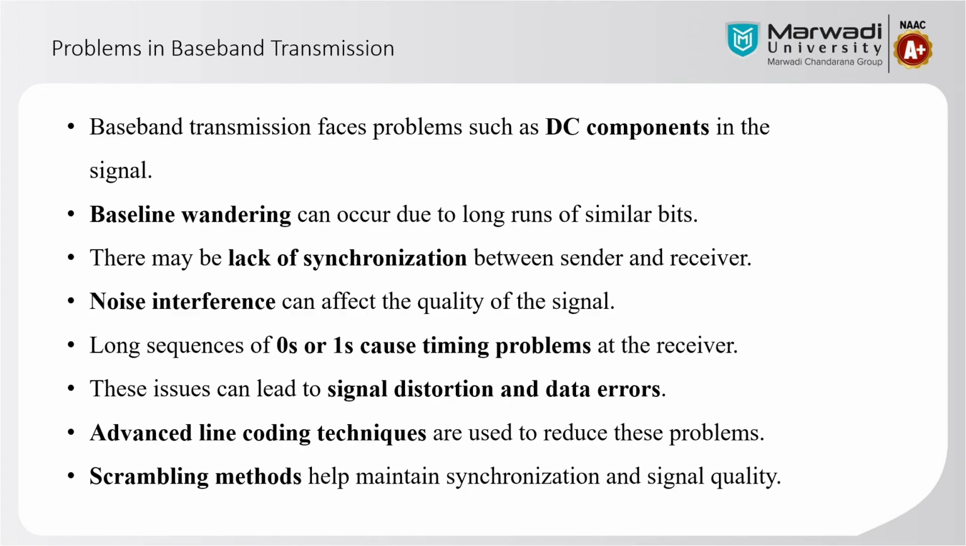Problems in baseband transmission. Baseband transmission faces several challenges. One major problem is the presence of a DC component in the signal. Baseline wander can occur due to long sequences of similar bits. There can also be synchronization issues between sender and receiver. Noise interference may affect the signal and cause data errors. To reduce these problems, advanced line coding and scrambling techniques are used.